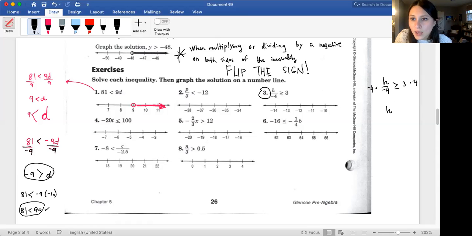And now when I've multiplied by a negative on both sides, I'm going to flip the sign to turn the opposite direction. So this was greater than or equal to, we're going to change it to be less than or equal to. Now my answer is -12. H is less than or equal to -12. So when I graph this, bubble it in because it includes -12, and it's less than, so I'm going to go to the left.